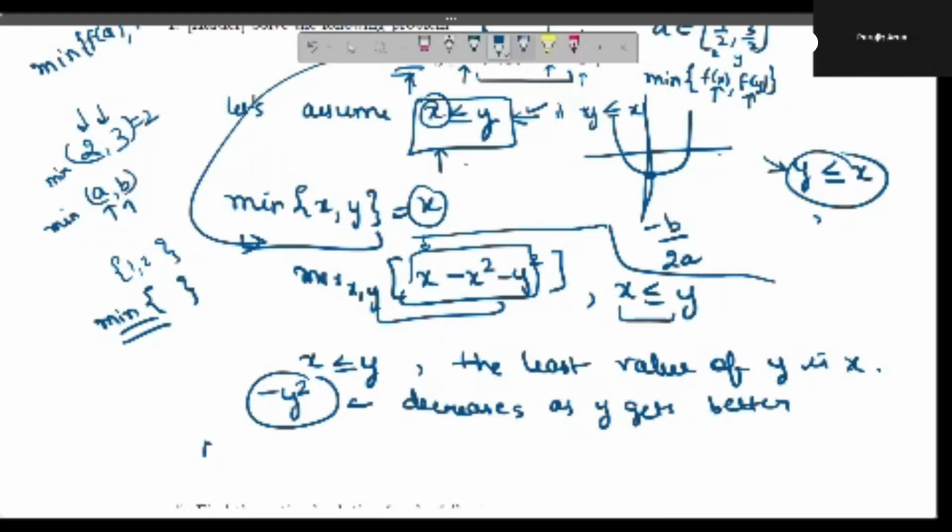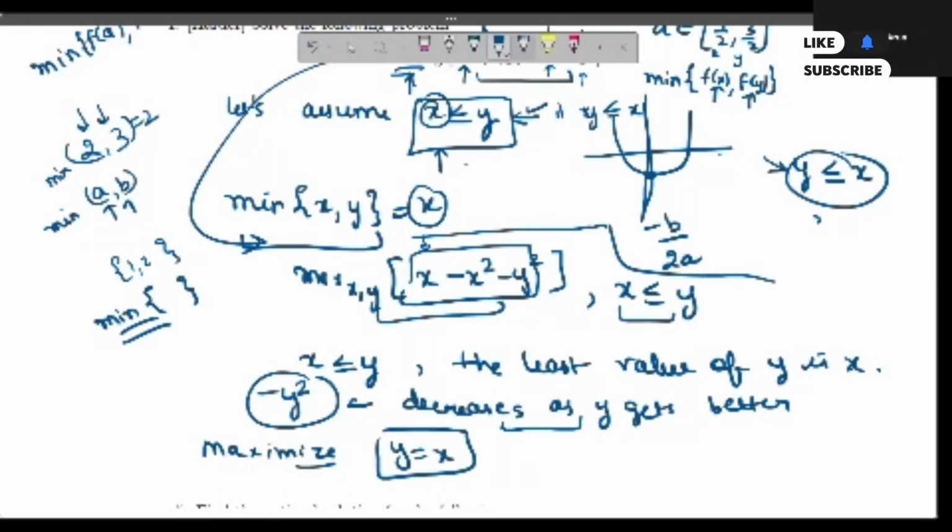So if you have to maximize the function, you have to increase the value. But you can't increase the value of y, so you need to consider which one is the greatest value. Y equals x, right? The expression will be the greatest if y's value is the least because you have minus y square in place. So again, this constraint also we have to analyze and introduce into the answer.